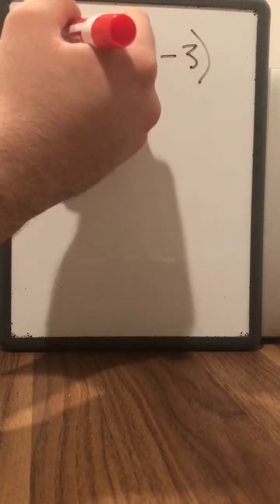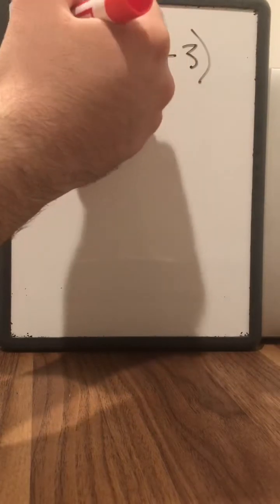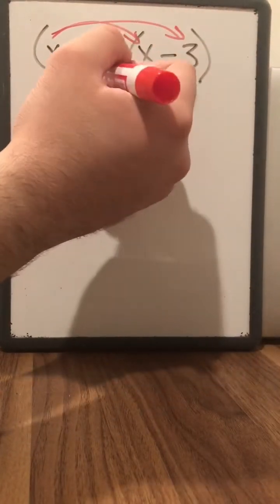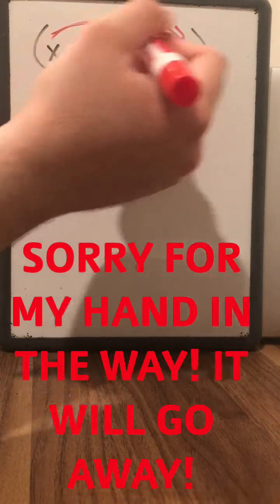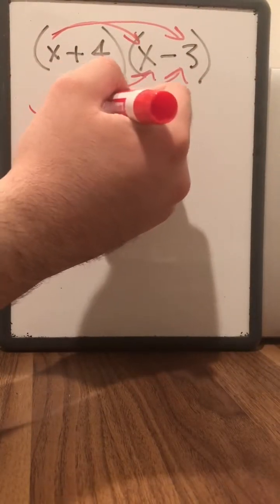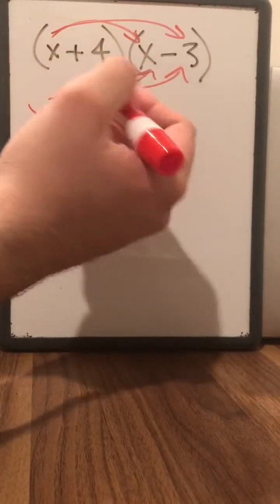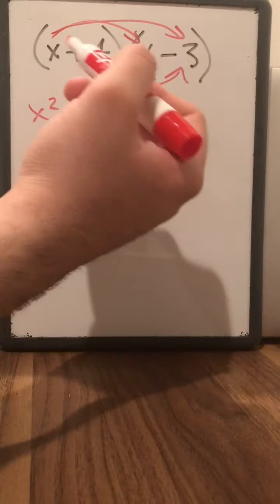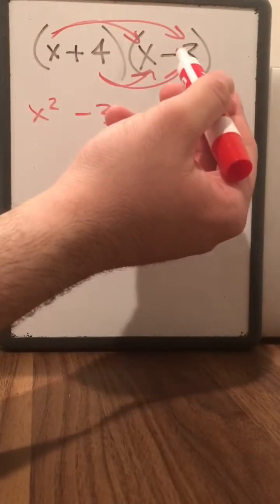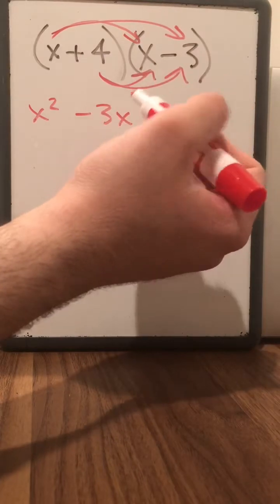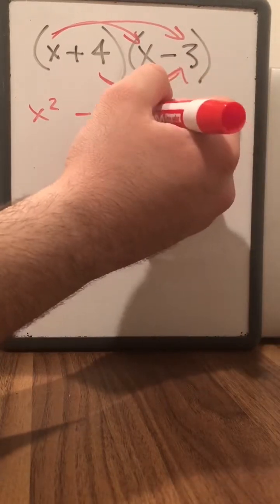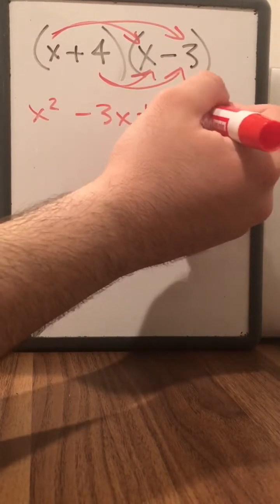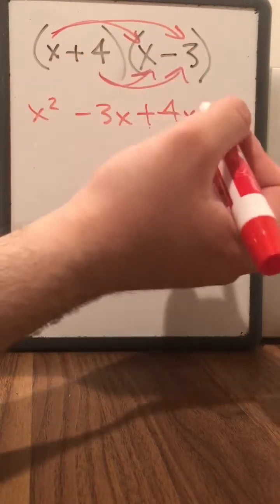So with that being said, we'll take this x and multiply it by this x. We'll also take this x and multiply it by -3. We're going to take this 4 and multiply it too. So x times x gives us x squared. X times -3 gives us -3x. The reason I say -3x and not a positive 3x is because you have a positive x and a -3, and a positive times a negative is always going to be a negative. Now, you have a positive 4 times a positive x, giving us plus 4x.